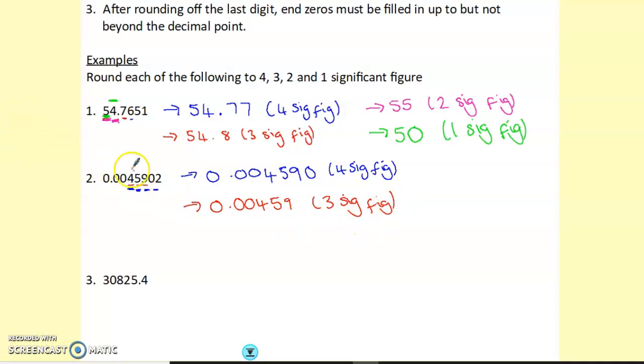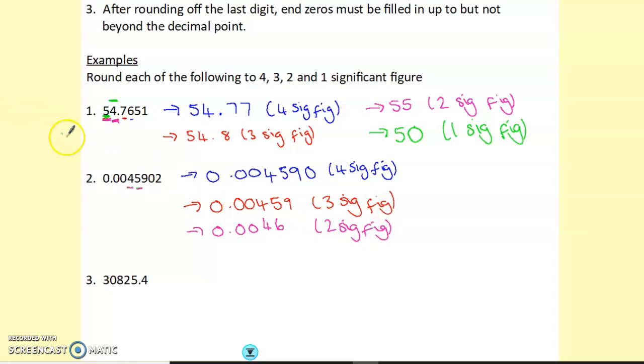Looking for 2 significant figures. Let me just clear this. Make it a bit easier for you to see. 1, 2. Try again. 1, 2. After the 5 is a 9, so that's going to push that up to 6. So we get 0.00, not 5, 4, 6. 2 significant figures.